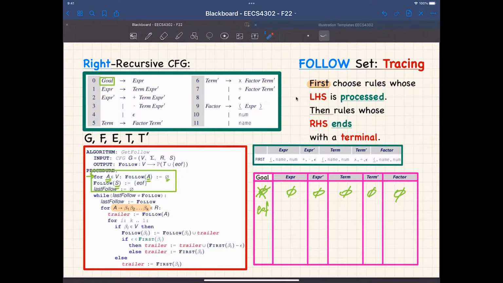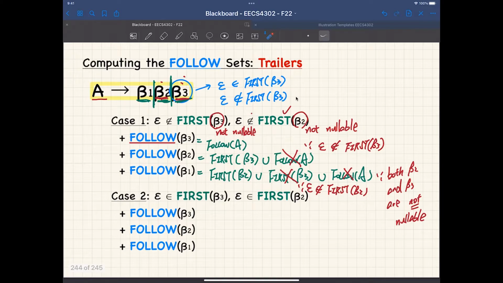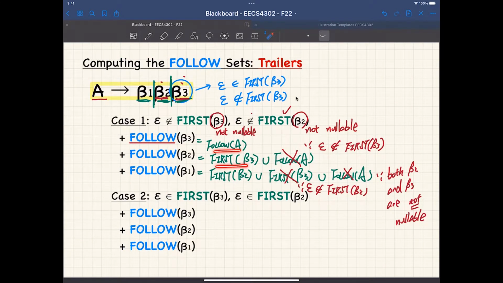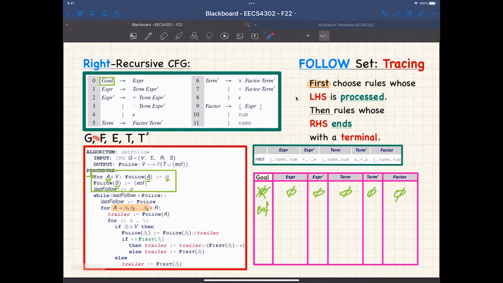Then you can go back to the lecture recording to get more insight about the trailer over here. The trailer is really about accumulating. You can think of the trailer that we talk about in the algorithm as accumulating the different sets over here. But let's just get an example. Here I simply suggest this particular order.